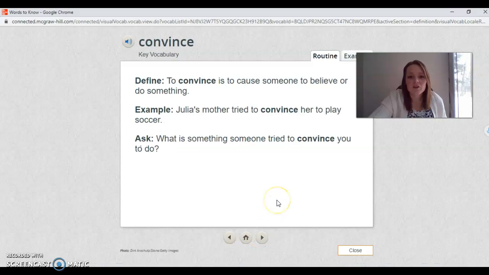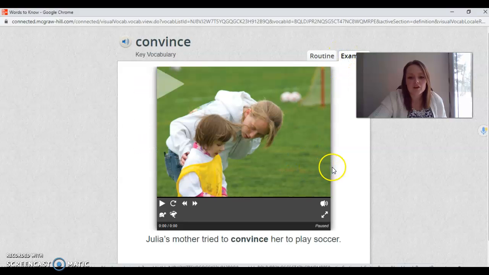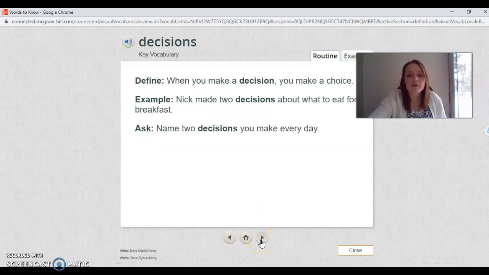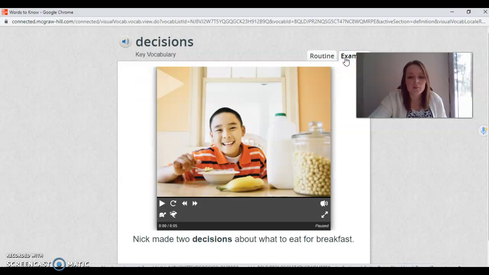Next, we have convince. To convince is to cause someone to believe or do something. Let's look at our example. Julia's mother tried to convince her to play soccer. So someone is trying to make you do something that they want you to do. Decisions. When you make a decision, you make a choice. Nick made 2 decisions about what to eat for breakfast. So a choice to make.